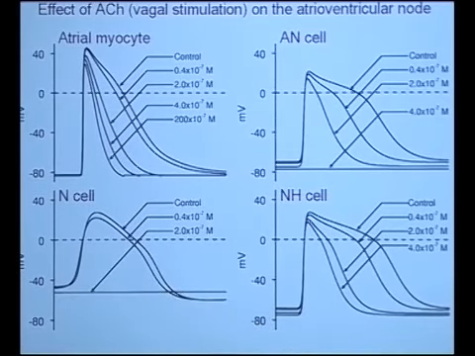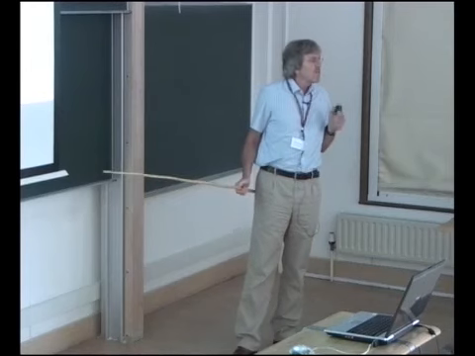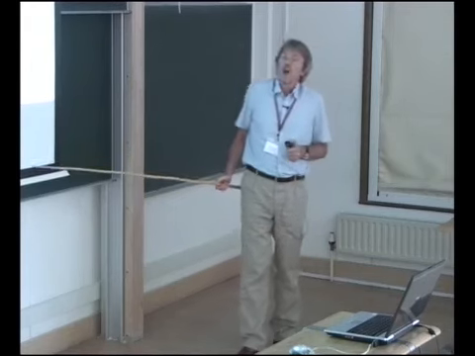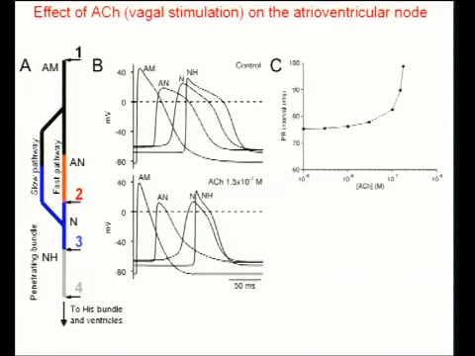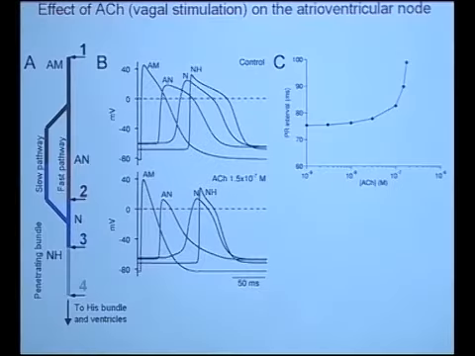You see in most cell types there's a marked shortening of the action potential. In the N cell and the AN cell, you can see that at the highest acetylcholine concentration, acetylcholine abolishes the action potential. But remember, we're really interested in the effect of acetylcholine on conduction velocity. So we have constructed a one-dimensional model of the conduction pathway through the atrioventricular node. It has slow and fast pathways, and it incorporates the 3 cell types.